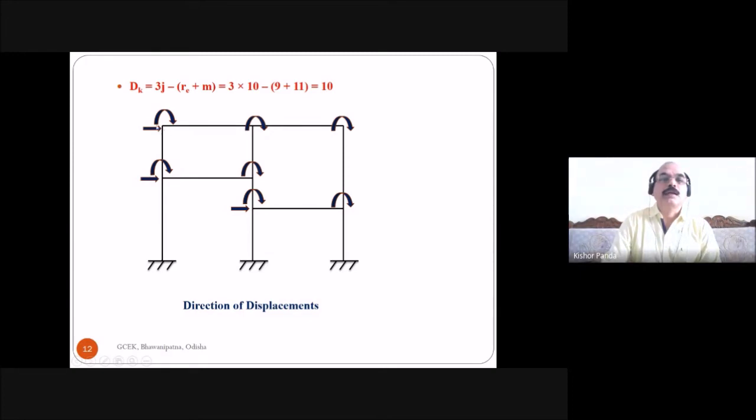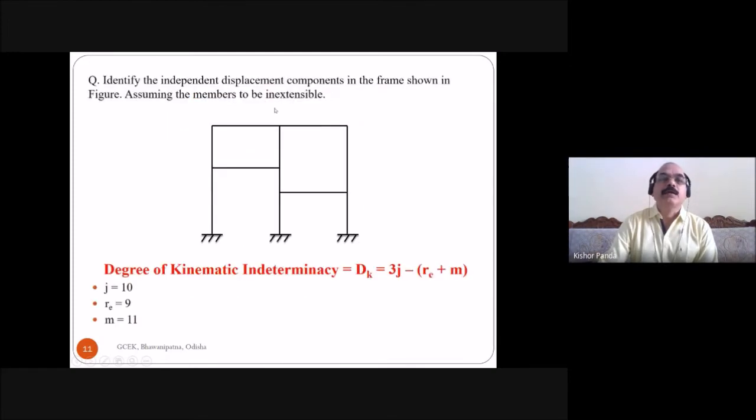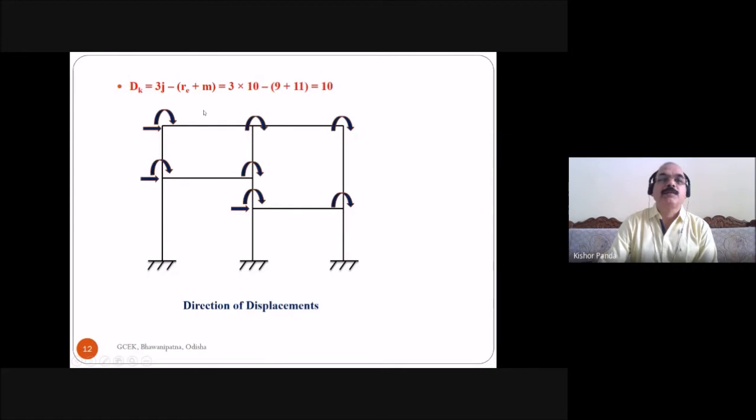And rotational: here one rotational displacement, here rotational, here rotational. So how many rotational displacements take place at the joints? 1, 2, 3, 4, 5, 6, 7. 7 rotational displacements and 3 horizontal displacements. So the total degree of kinematic indeterminacy is equal to 10. Now clear? In the case of inextensible members, this is the degree of kinematic indeterminacy.